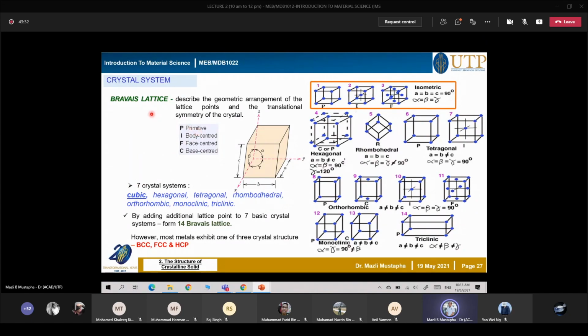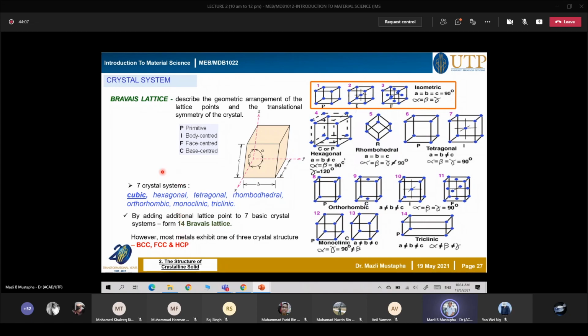Then we have the Bravais lattice. What is meant by Bravais lattice is that it describes the geometric arrangement of the lattice points and the translational symmetry of the crystal. We have face center, we have body center. Later on, you will find out what is meant by face center and body center. But the system that we concentrate on is the cubic system, which most metals exhibit: either body center cubic, face center cubic, or hexagonal close packed.